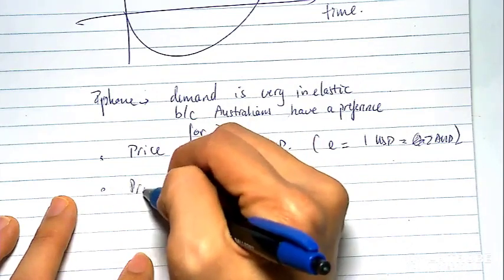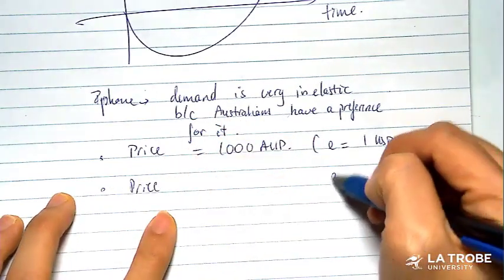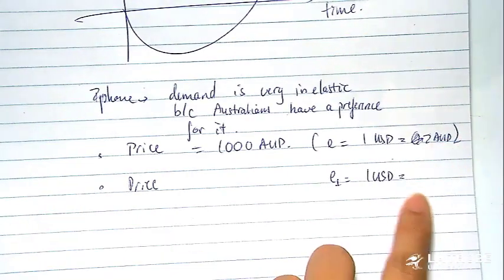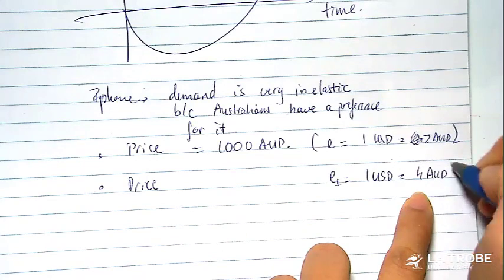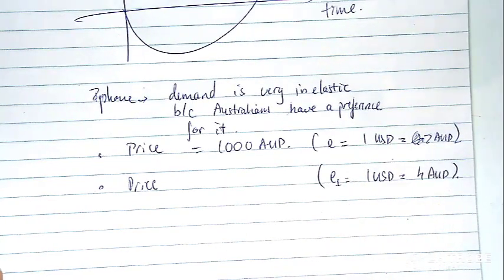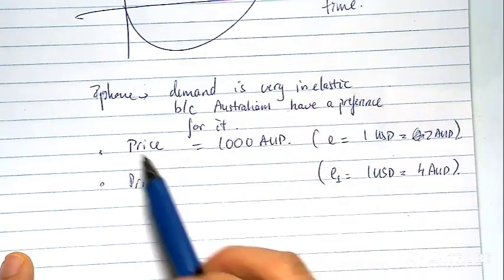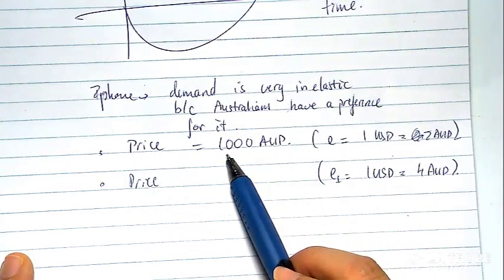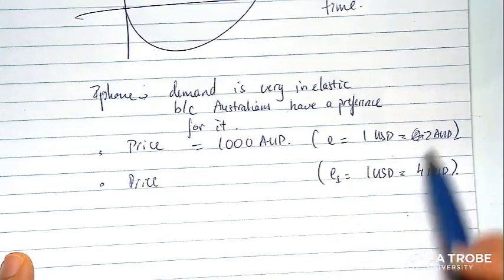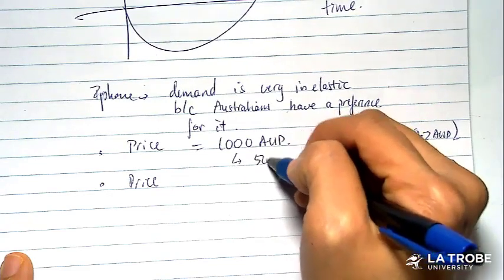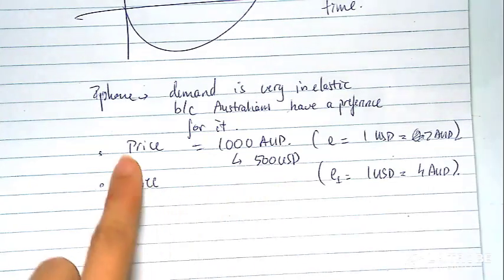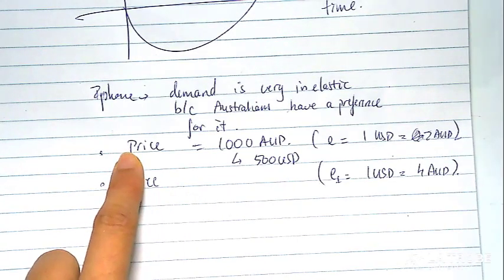Now, suppose that we depreciate our currency, so our new exchange rate is that for every 1 USD, we will need to pay 4 Australian dollars, right? So we depreciate our currency by 100%, okay? Before, when the price was 1,000 Australian dollars, the exchange rate was 2 Australian dollars per USD, right? That means for every iPhone, we paid 500 USD before, okay?